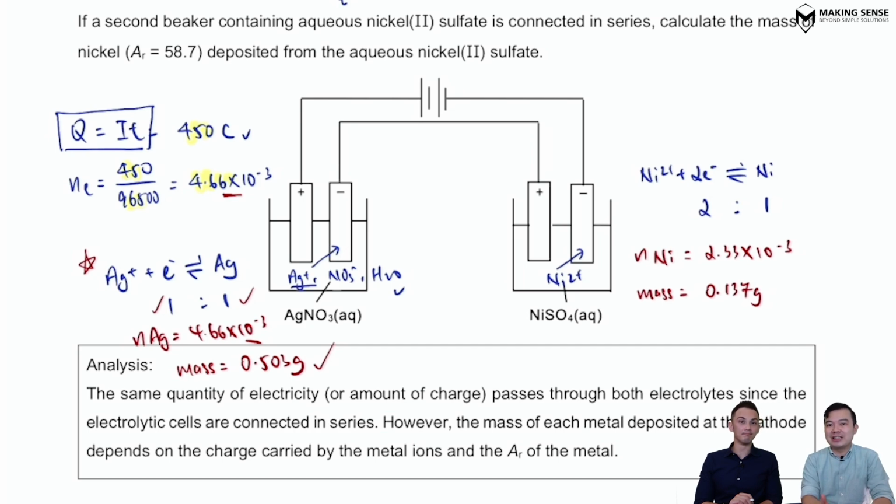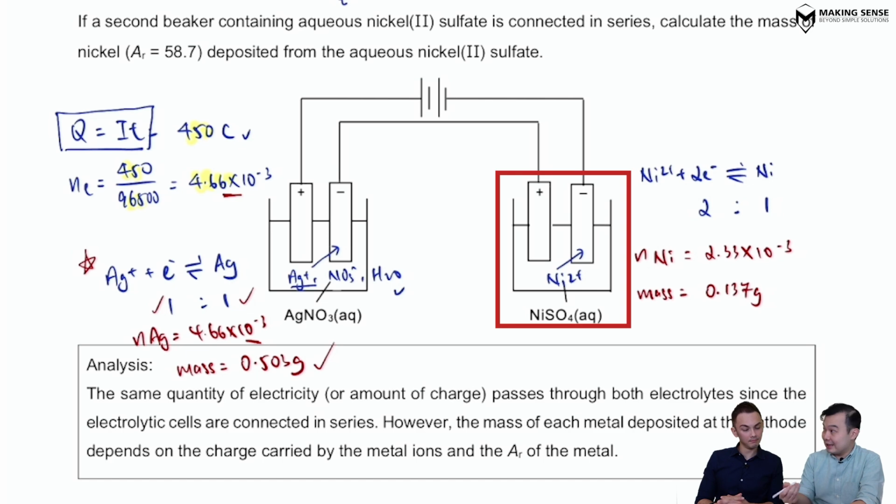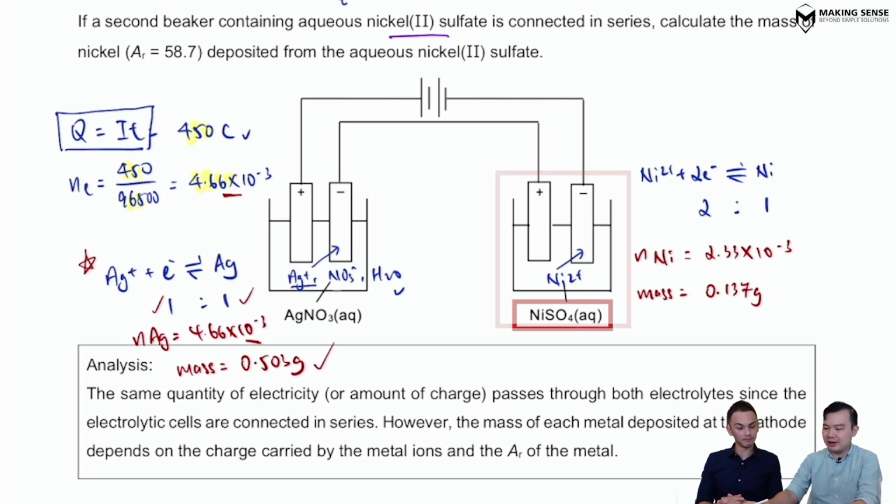Now, what happens if the question wanted you to connect another circuit? This is what we call connection in series, which means the cells are going to be one after another. That's what's happening in the second question. There is another beaker which uses a different electrolyte altogether, nickel sulfate, and once again, the methods are going to be the same.